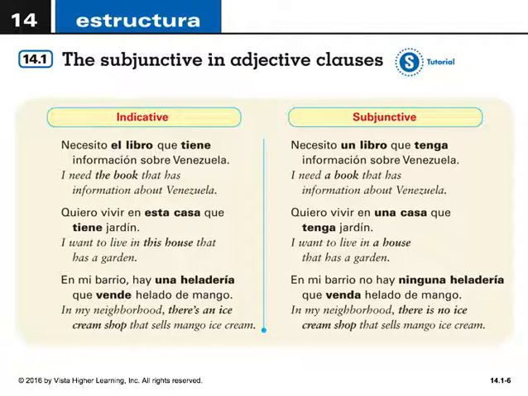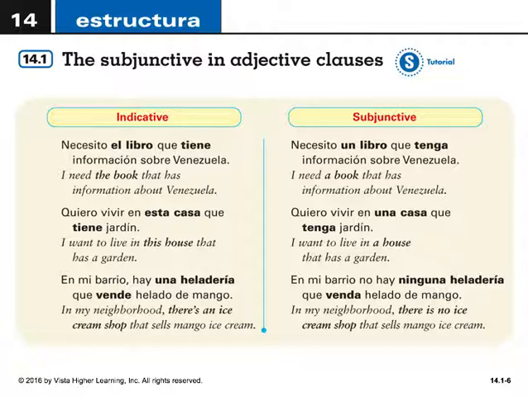The next one. Quiero vivir en esta casa que tiene jardín. I want to live in this house that has a garden. O quiero vivir en una casa que tenga jardín. I want to live in any house that essentially may have a garden. But you're speculative about the existence of that house. You don't really know. So you just say una casa, a house, versus esta casa, this house. Or en mi barrio hay una heladería que vende helado de mango. Or en mi barrio no hay ninguna heladería que venda helado de mango.